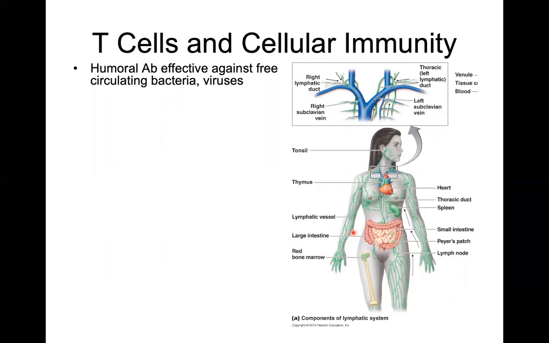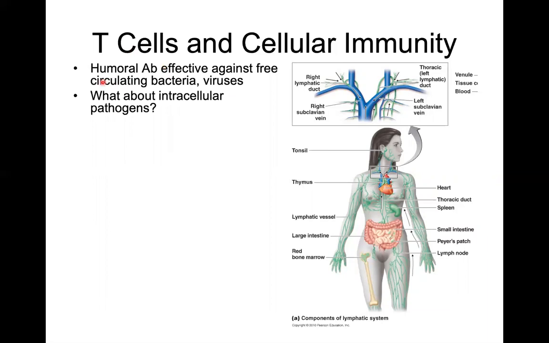All right, T cells. Remember, the adaptive immune response is broken up into humoral immunity, which deals with antibody production in B cells, and cell-mediated immunity, which is moderated by your T cells. So humoral antibodies are effective against freely circulating microbes, so things that are occurring outside of your cells. So any viruses that are roaming around freely or bacterial cells that are roaming around freely are going to be taken out by the humoral immune response.